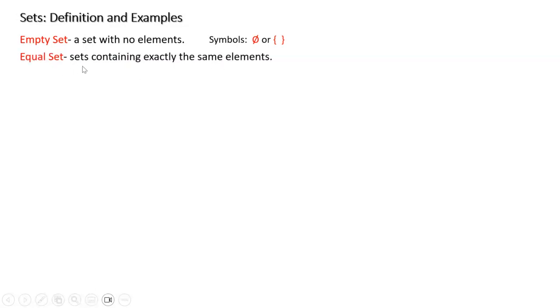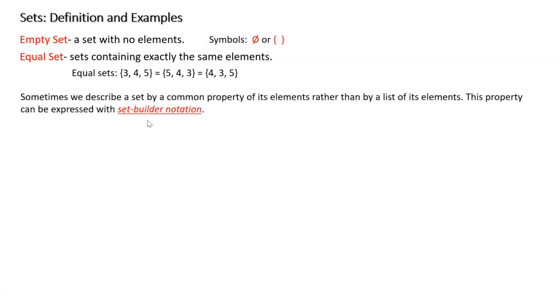Equal sets. Equal sets are sets containing exactly the same elements. For example, the set 3, 4, 5 is equal to the set 5, 4, 3, and is equal to the set 4, 3, 5. In other words, for sets to be equal, they have to have exactly the same elements, and the order does not matter. Okay, those are equal sets.